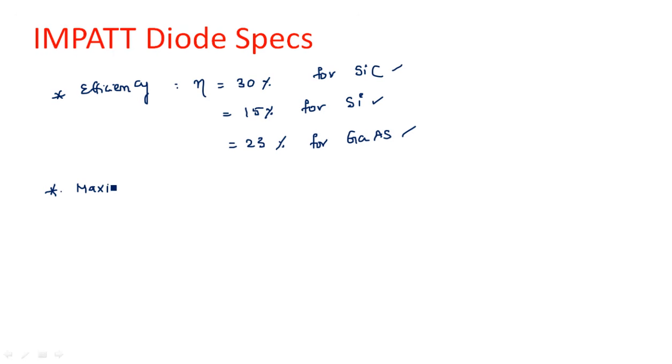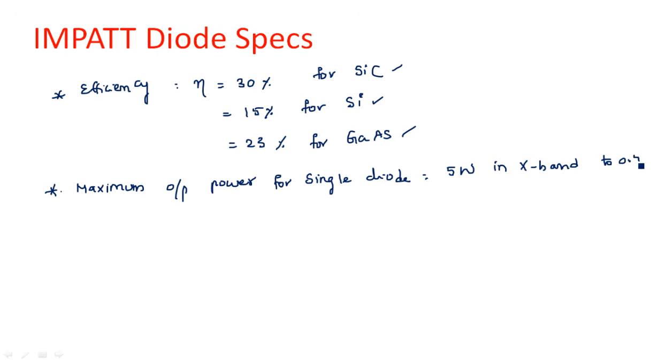Next, the maximum output power for a single diode is 5 watts in X band, down to 0.5 watts at 30 gigahertz. Several diodes combined give 40 watts.